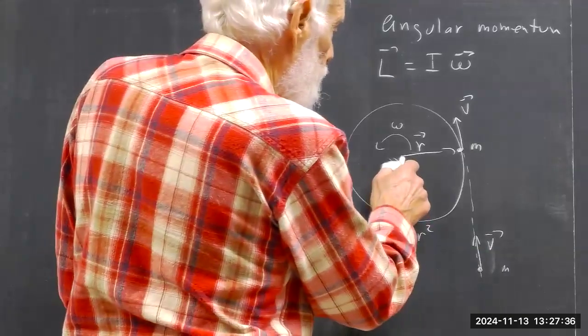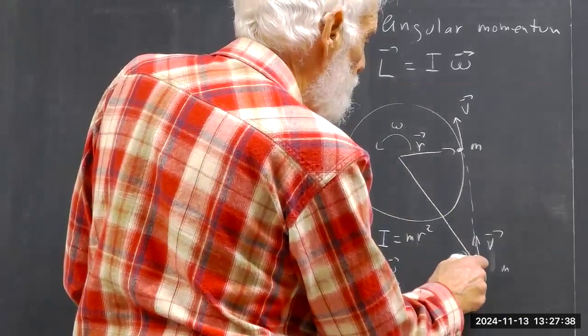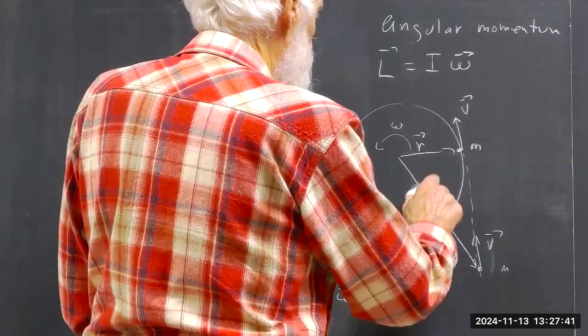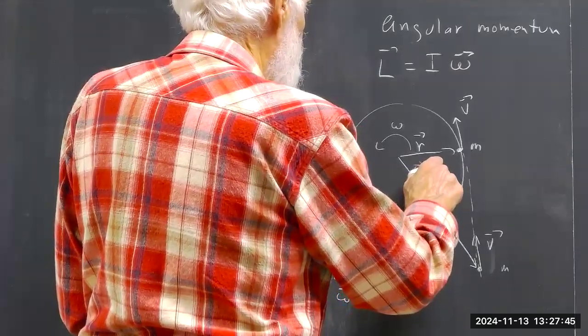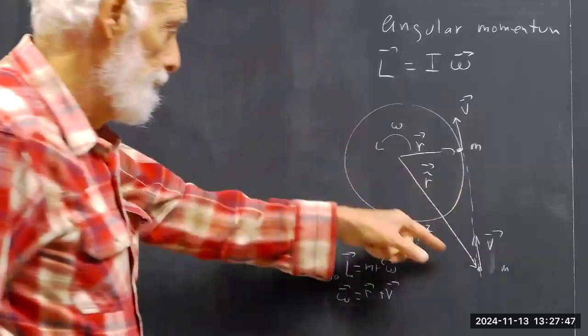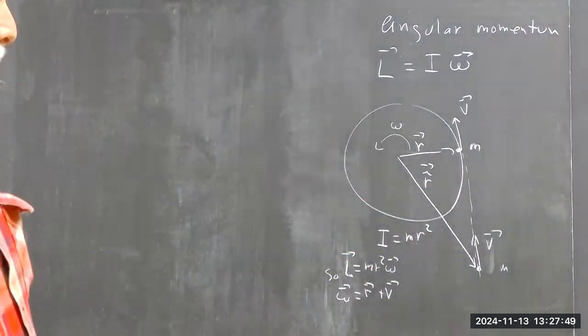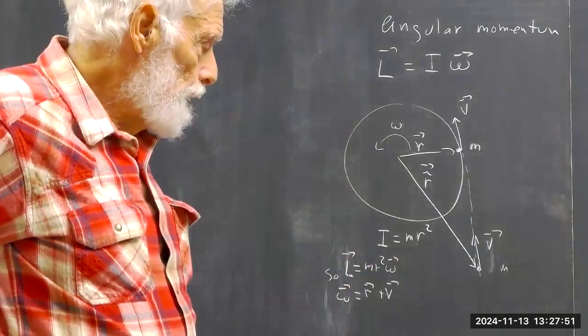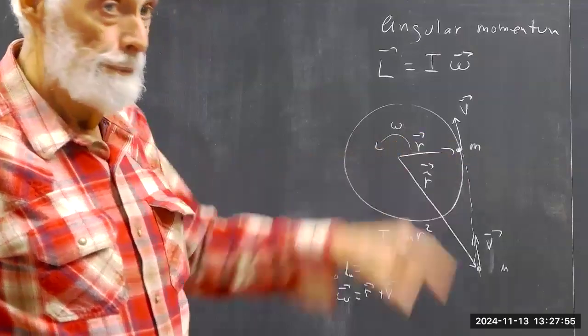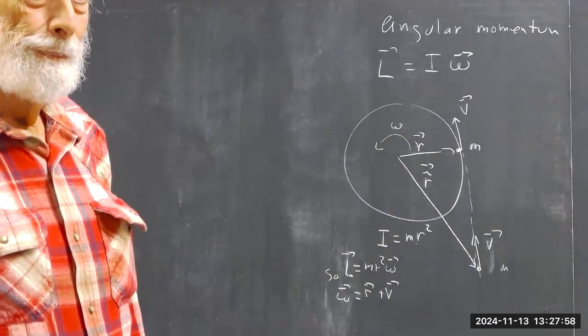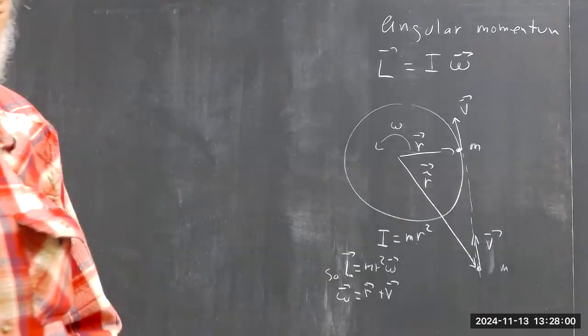Well, let's figure out R cross V here. Let's call this R hat. Okay. I claim that R hat cross V is the same as R cross V. Why?